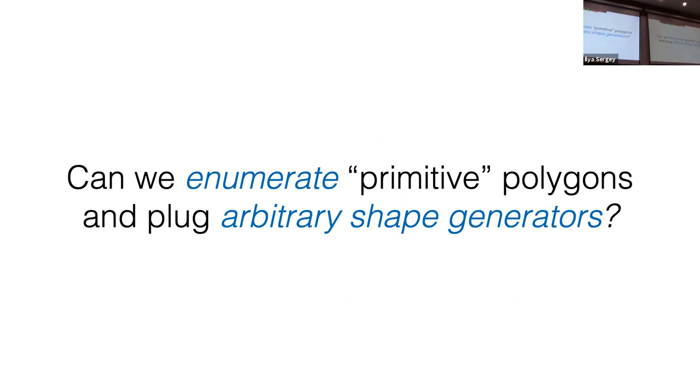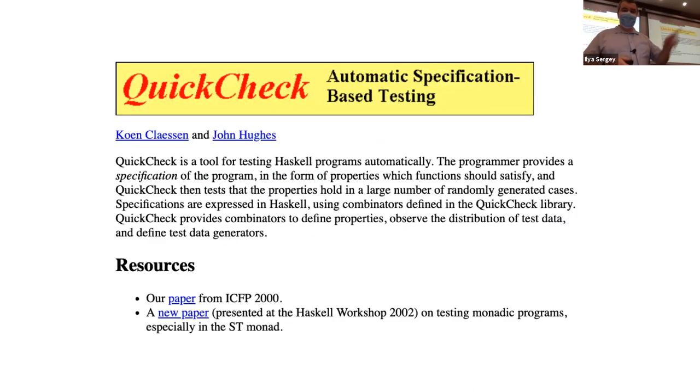Those of you who had the pleasure of generating random stuff know what I'm talking about. Actually, a pretty big problem in programming languages is how to randomly generate programs, but that's not what this talk is about. Anyway, those of you who have experience with Haskell might have heard of this fantastic framework called QuickCheck.